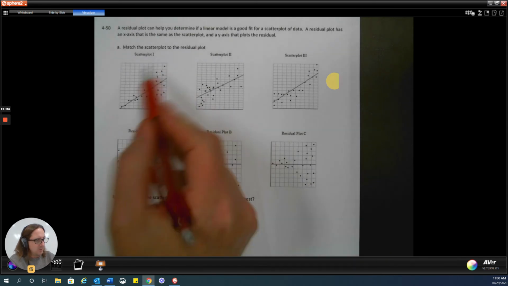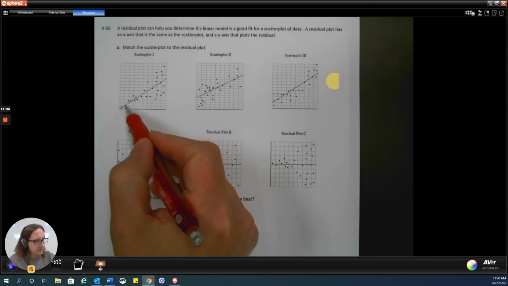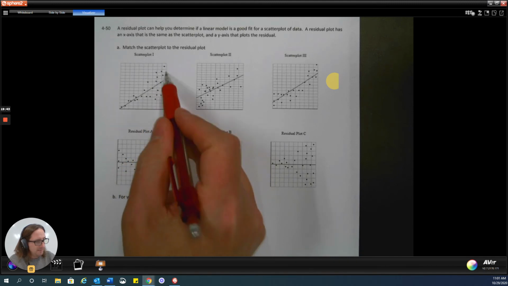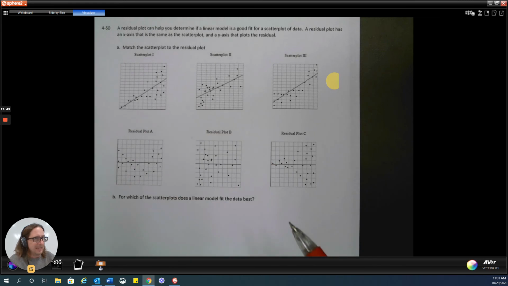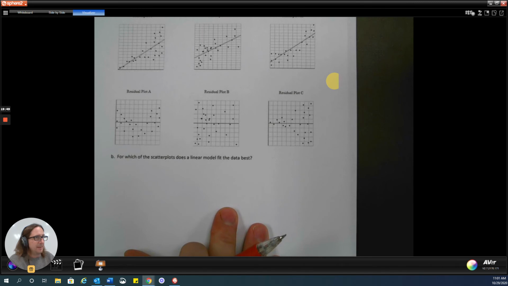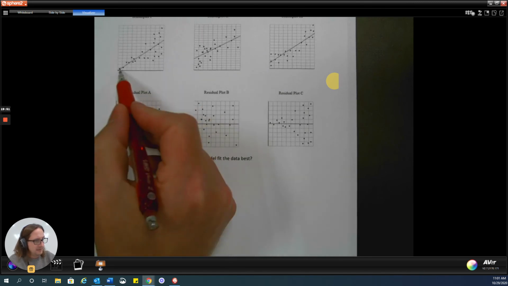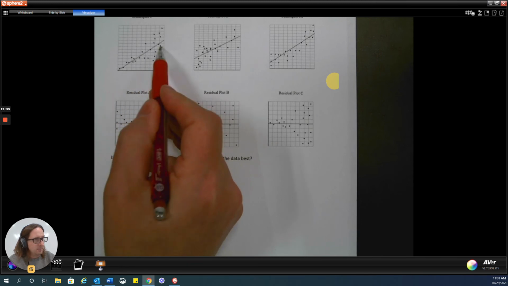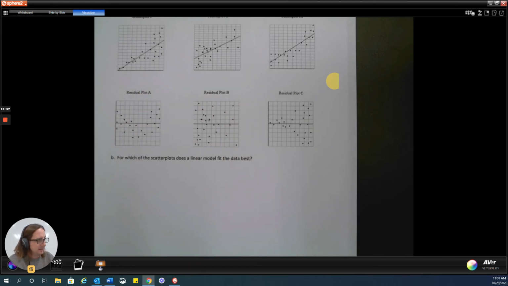So here's scatter plot 1. I see over here the residuals are really close to the line, but as I get farther and farther away, my residuals get bigger and bigger on this one. So which residual plot would that be? At the beginning, the points are close to the line. Towards the end, the points are farthest from the line.